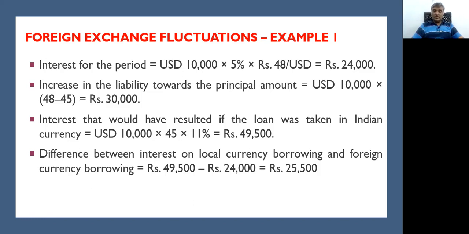Right? The exchange difference is 30,000. How? From 45, the exchange rate moved to 48. So an increase of 3. So $10,000 into 3 is 30,000 rupees, the total exchange difference, right? So out of this 30,000, one portion, which is 25,500, will be accounted for under AS 16 and the balance 4,500 will be accounted for under AS 11. So how did we calculate that 25,500? It's a difference between 49,500, which is the interest on the Indian currency borrowing, and the interest on the foreign currency borrowing, which is 24,000. Hope it is very clear.